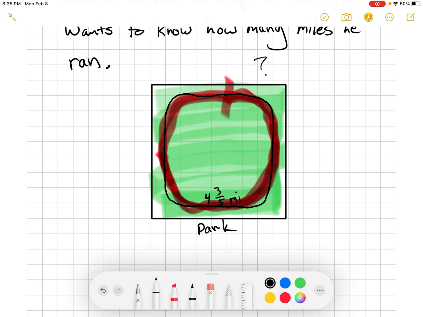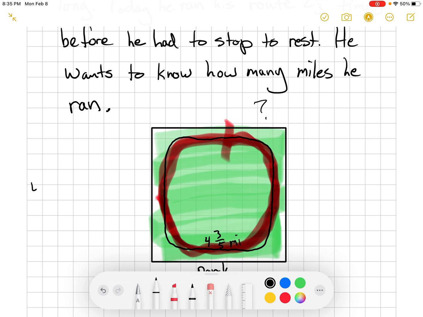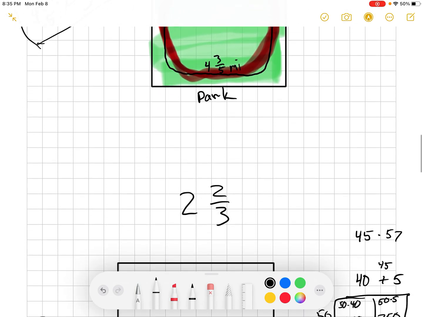Well, sometimes you could think about it as going around and saying 4 3/5 plus 4 3/5 plus a piece of this, right? But when we have repeated addition, we always like to use multiplication. So what we're going to do is we're going to work on multiplying that 4 3/5 times 2 2/3. Now, we haven't done this yet, right, to multiply these, and that's what we're going to dive into right now.